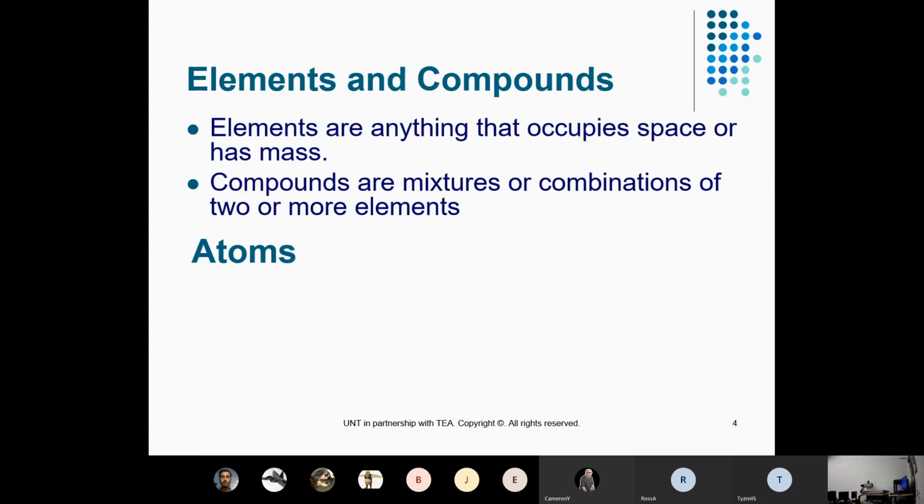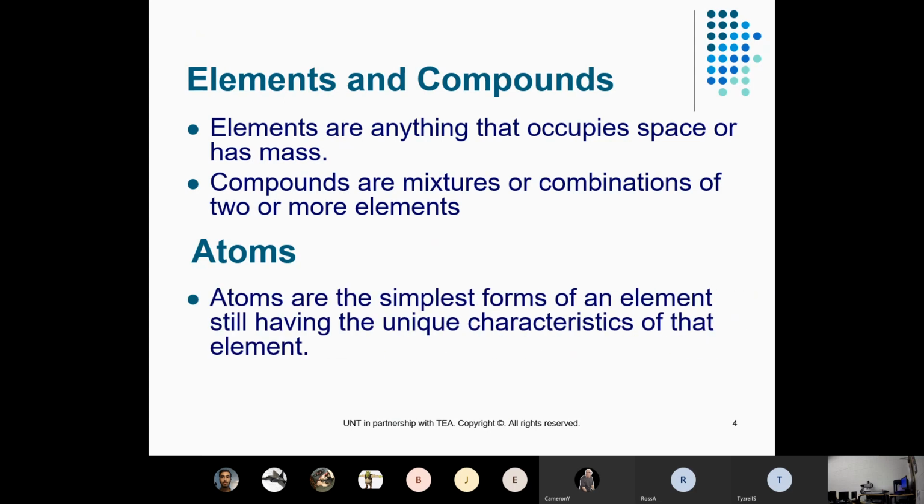So compounds and elements, we already have these definitions in our last PowerPoint. So you should already know what an element is. You should already have a definition for a compound. Atoms, we should have that also in our notebook already, because we did this on the last PowerPoint. We won't need to cover that again.